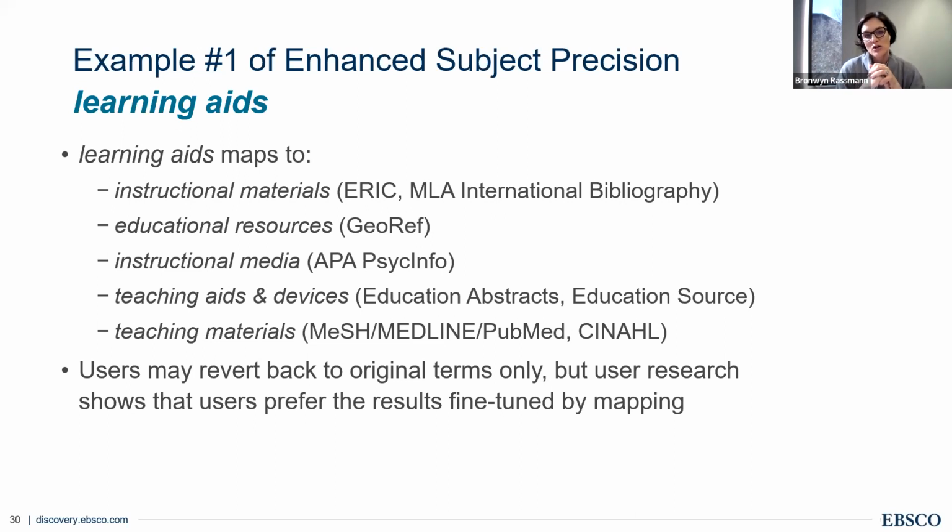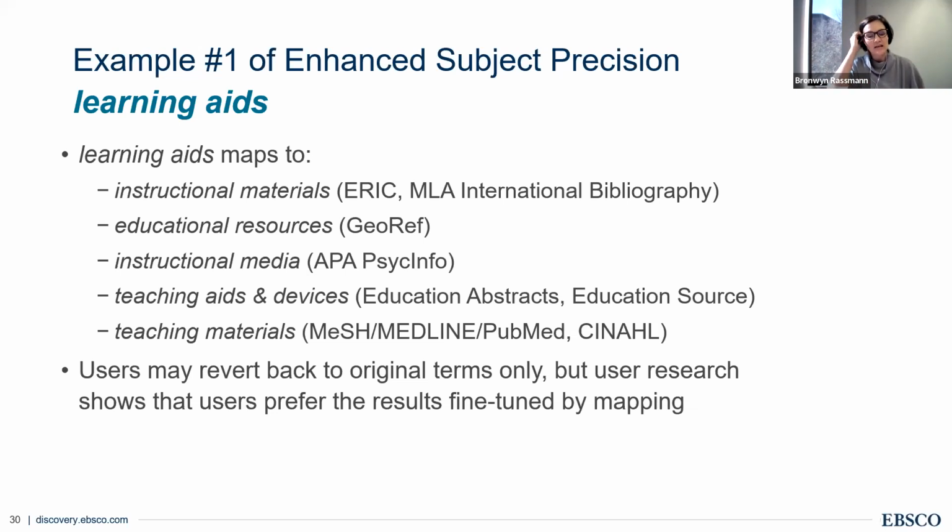If you had to search for that and this enhanced subject precision was not done, you would not find information from ERIC. You would not find information from MLA, because in ERIC and MLA, learning aids is seen as instructional materials. So what we've realized is those terms are the same, so we've had to map across those subject indexes. The same with GRF, the same with PsycINFO from the APA, and if you go through that list.